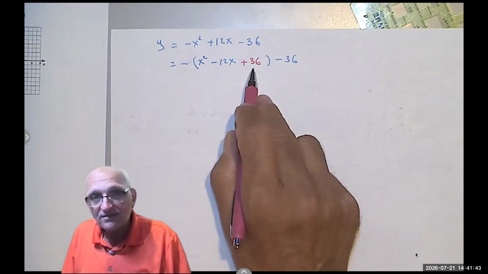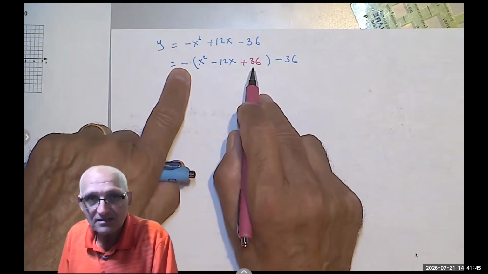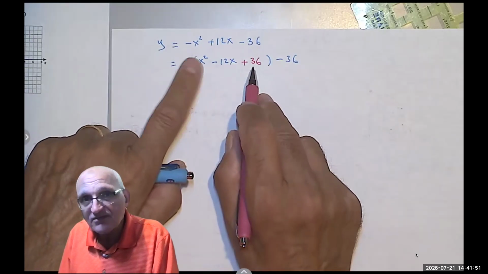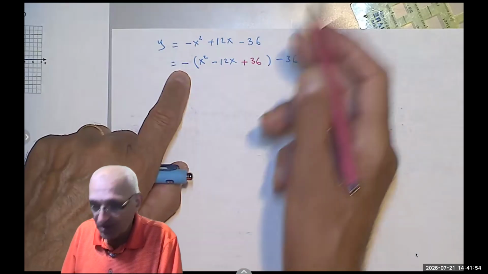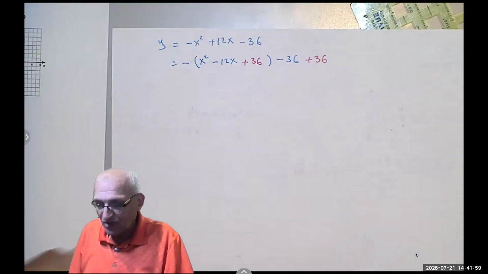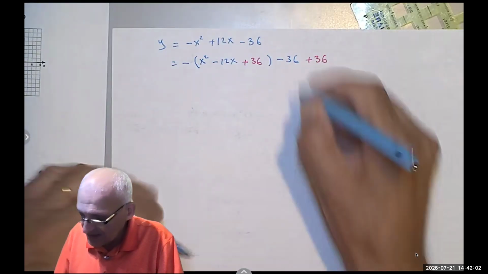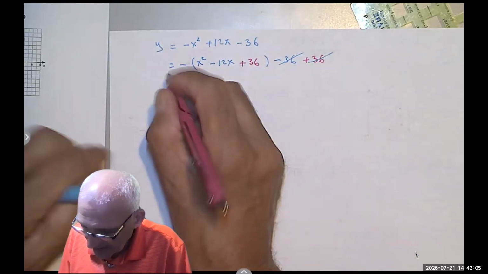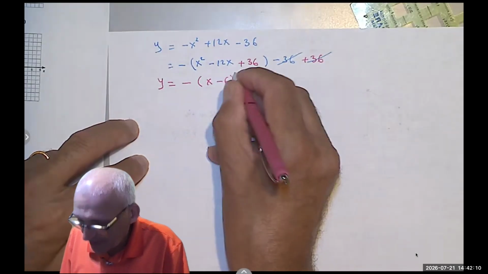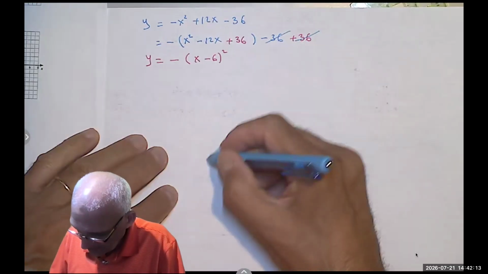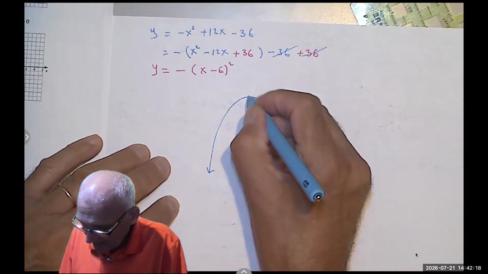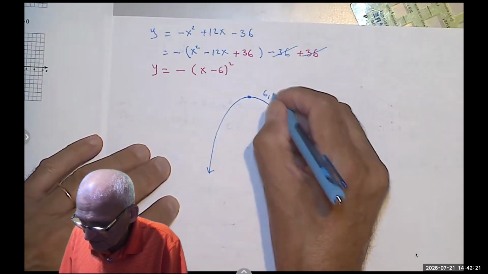I really didn't add 36. I subtracted 36. Again, this is a very common mistake. Always look if there is anything outside that will be distributed. So I subtracted 36, so I have to add 36 so I don't get anything wrong. These would cancel, and I will get y equals negative x minus 6 squared. So my parabola is opening down. My vertex is 6 and 0.